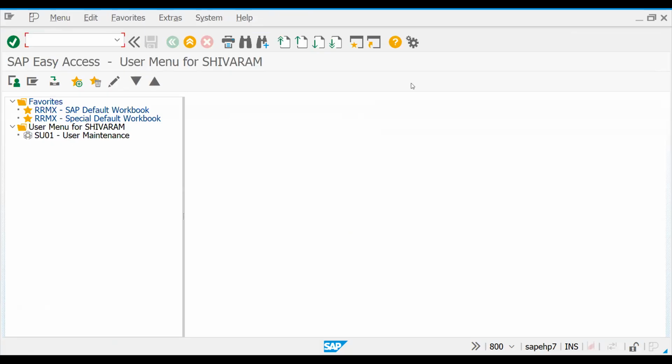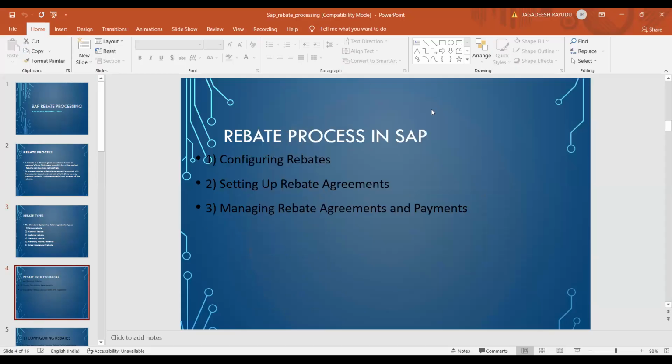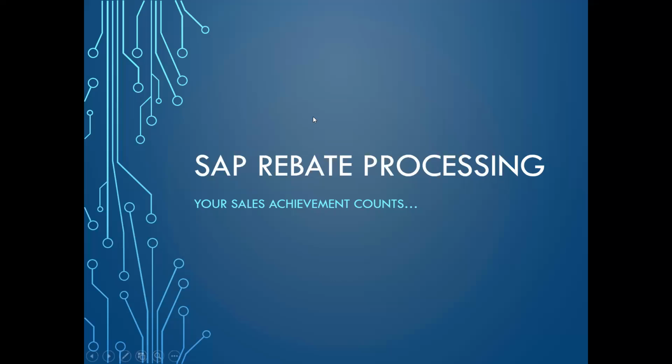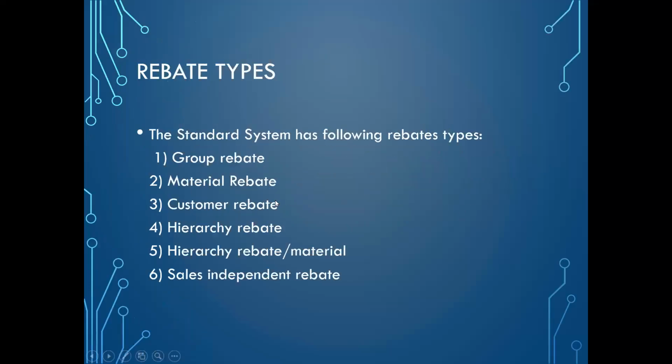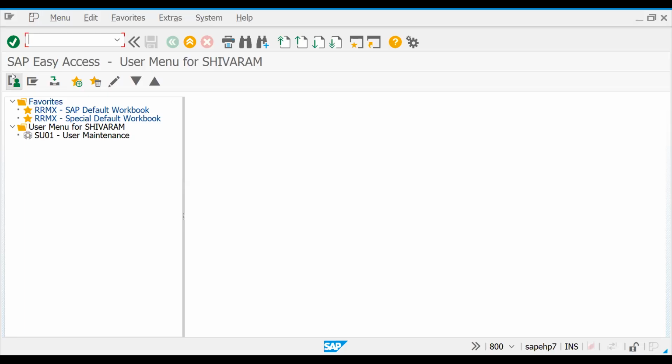This is how your system identifies the first setting. Okay, now let's go back to the slide. If you see here, your billing document type must be activated. So what are the billing documents we have? Let's try to understand this.